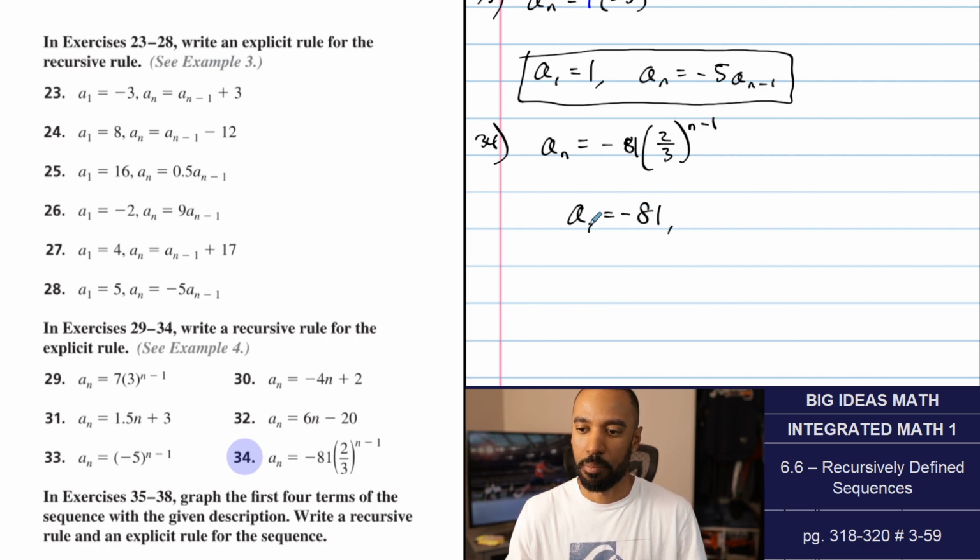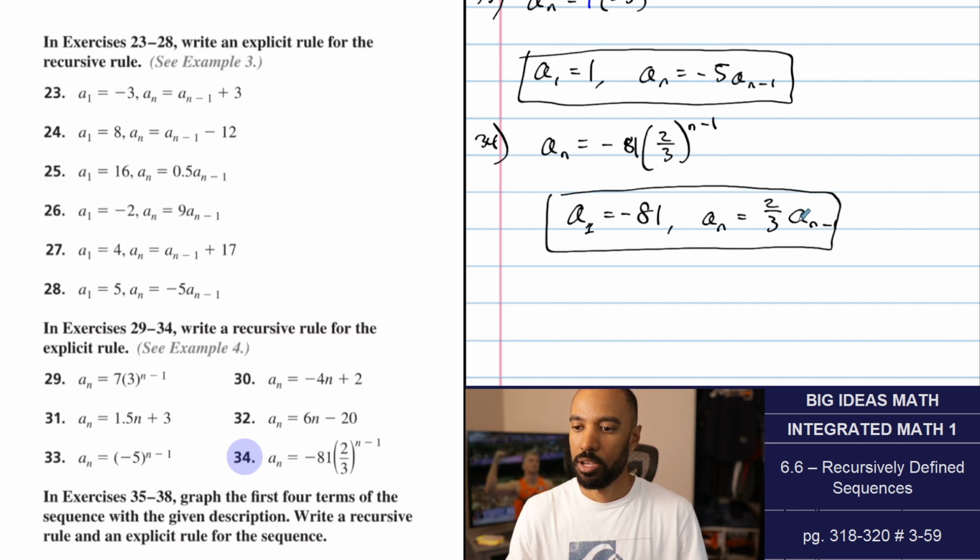And then here's the problem, my commas look like my ones. A sub n is 2/3 times a sub n minus 1. Make sure that minus 1 is written small in the subscript there. Don't be putting like a minus 1 like that. That's not what we're doing. Let me fix that one though.